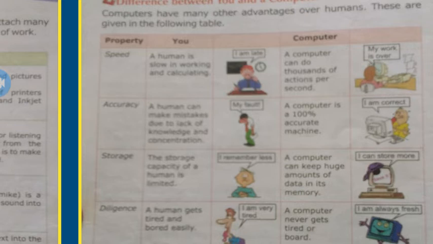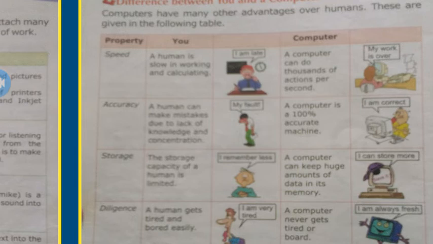Accuracy, a human can make mistakes. We can make mistakes, students. When we are writing in copy, we are doing a lot of mistakes. But computer, if you give the correct instruction, it will give you the correct information or correct output. Like storage, when we are learning the answers, within 2 days, 3 days, or after 1 month, we forget that answer. But when you store anything into the computer, it will never erase. A computer can keep huge amount of data in its memory, but we cannot.